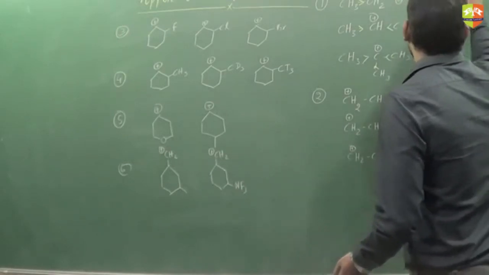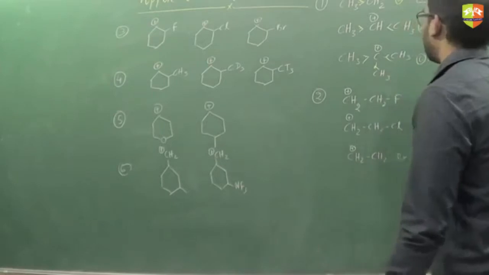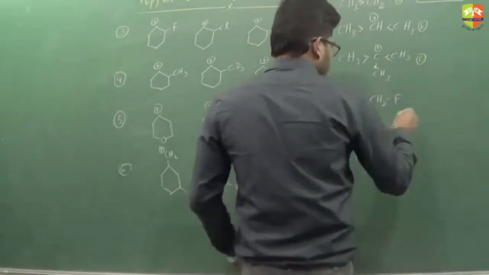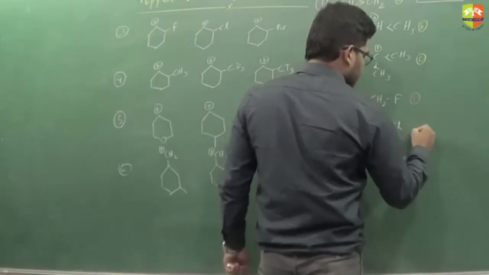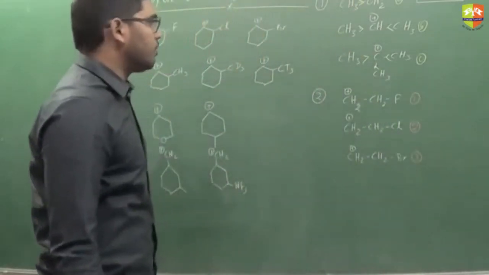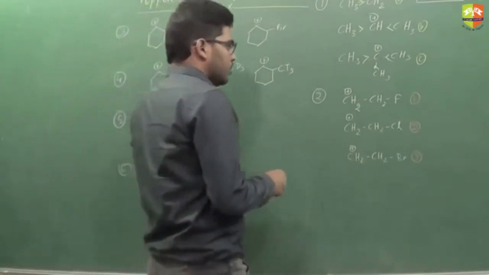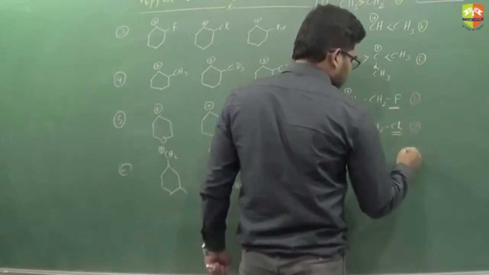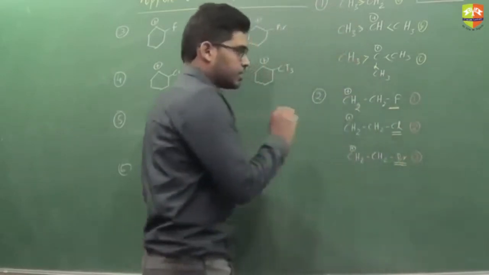This is the order of stability of carbocation for the first molecule. Now if this is 1, suppose this is 2 and this is 3. All these fluorine, chlorine, bromine, what is the difference here? We have this group attached with it in all the molecules. The difference is this only. All other things are the same.